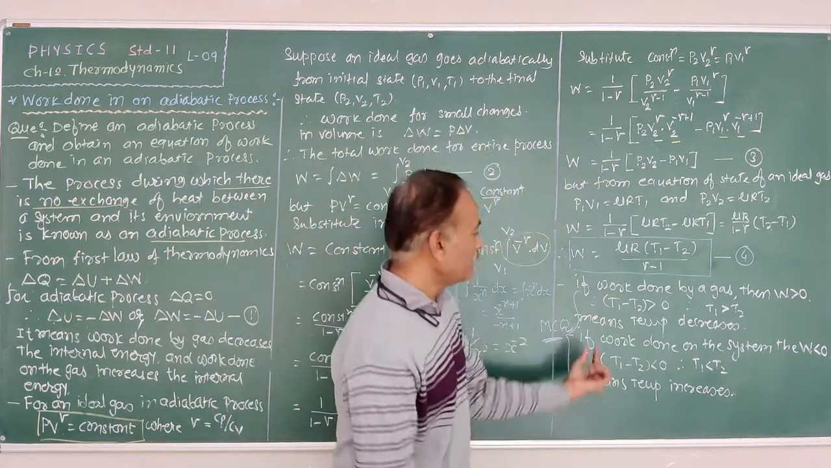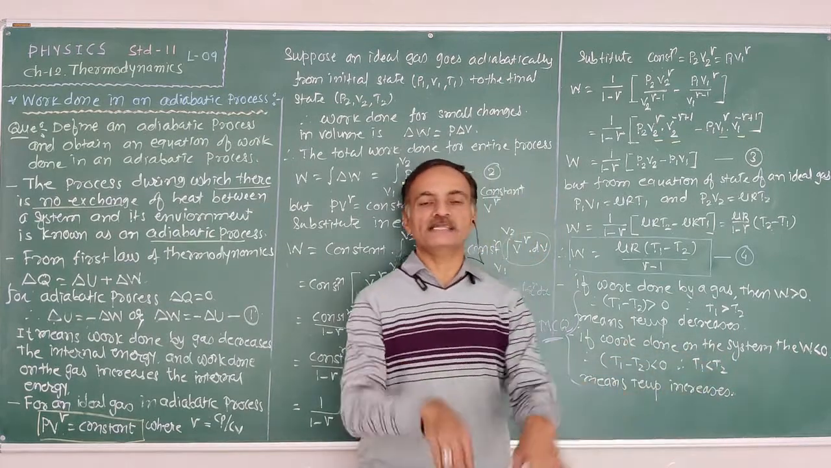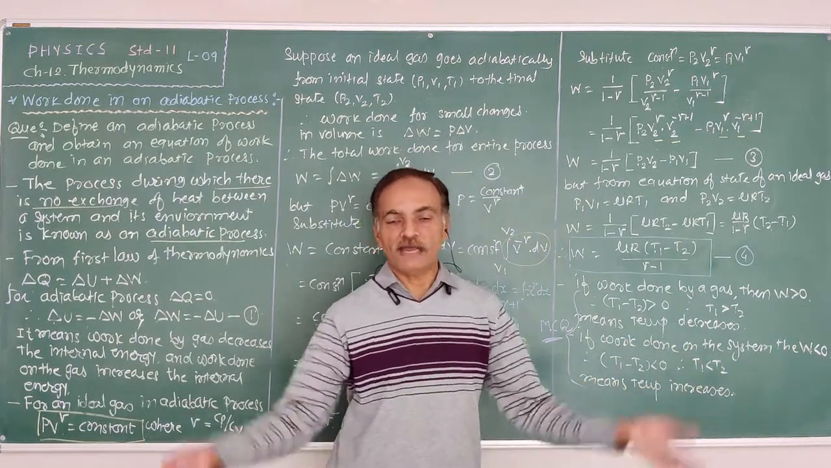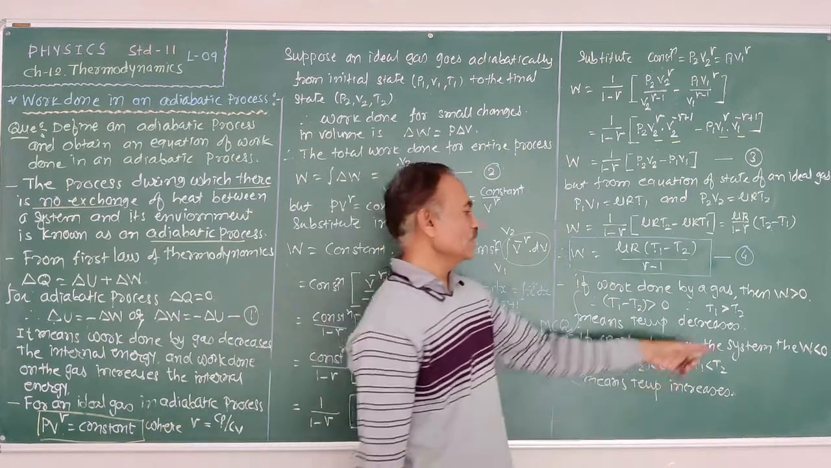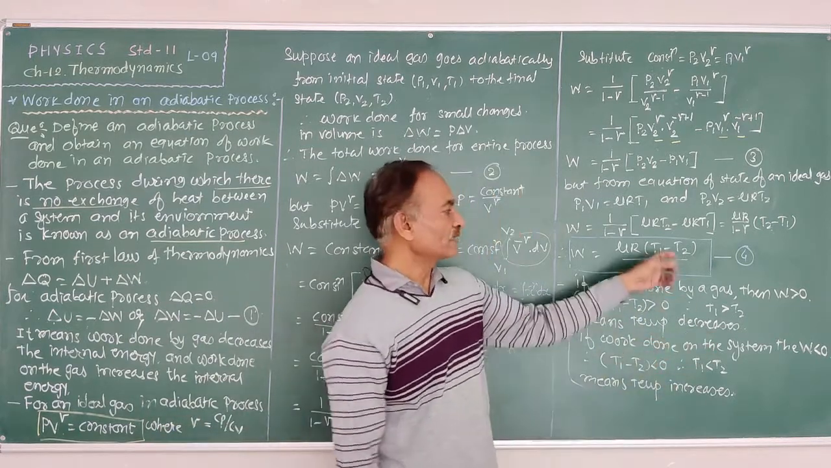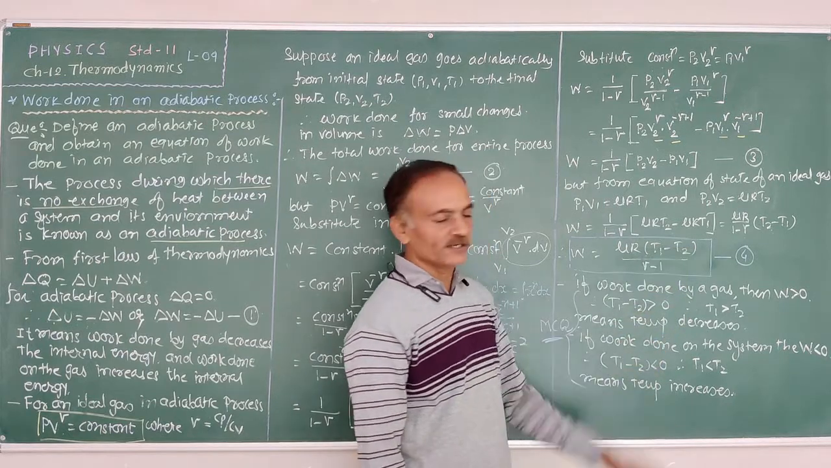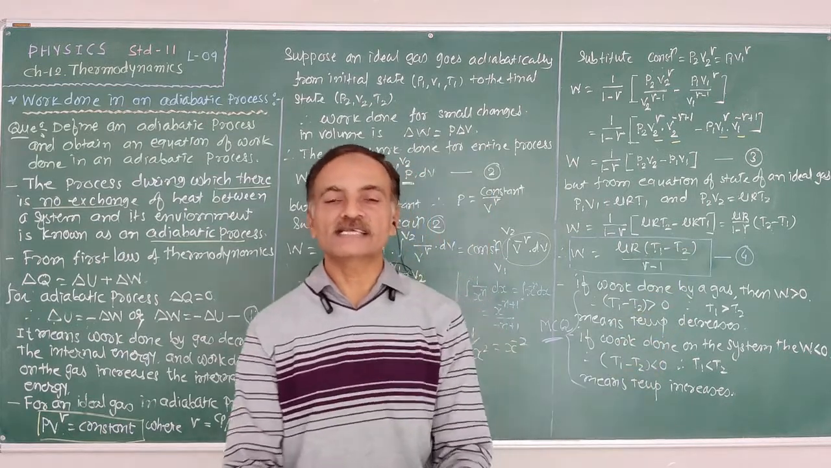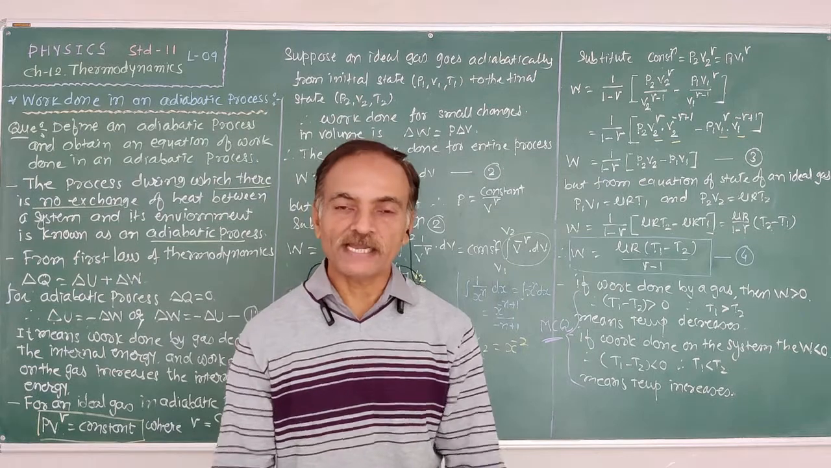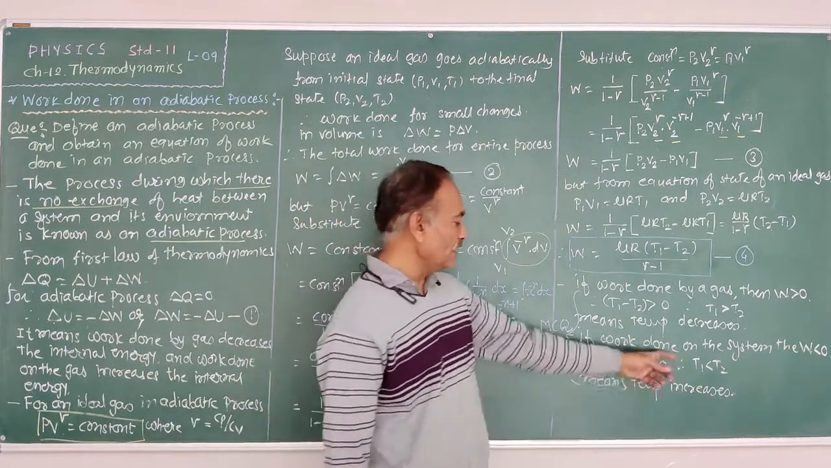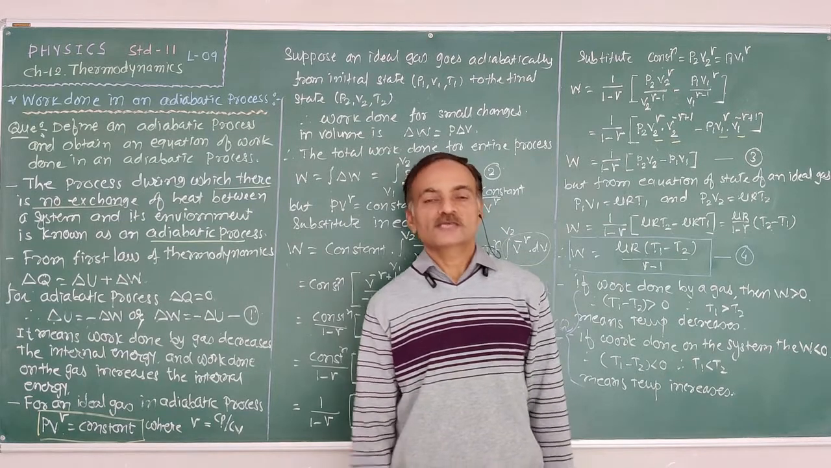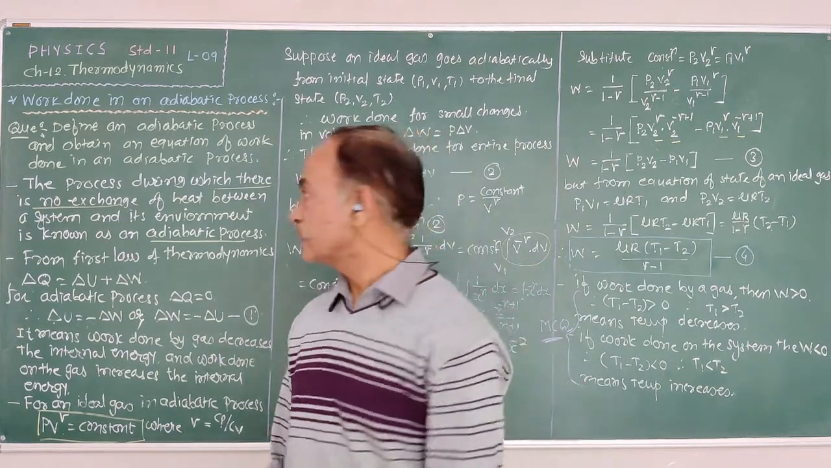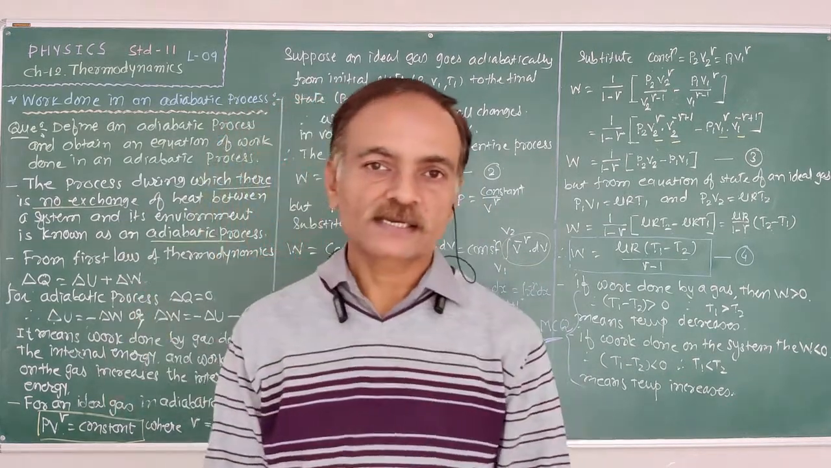Now, if the work is done on the system by the environment, that is, the environment is doing work on the system, the system is compressed, the work done is negative, therefore T1 minus T2 is less than 0, therefore T1 is less than T2. That means the final temperature is more than the initial, which means the temperature increases. So that is the equation of the work done during the adiabatic process. Is it clear?